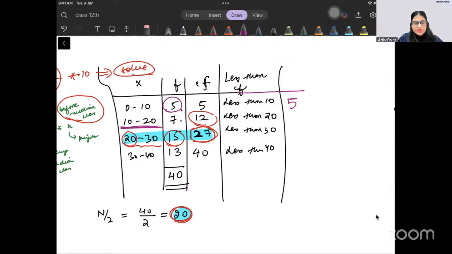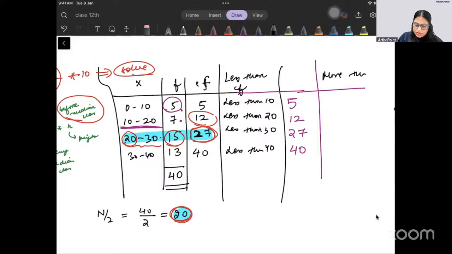These 5 also and these 7 also, so 12. How many are less than 30? So 15 plus 7 plus 5, ये सब less than 30 है. So less than 30 becomes 27. And how many are less than 40? You get 40. Right? Then you make more than CF curve.